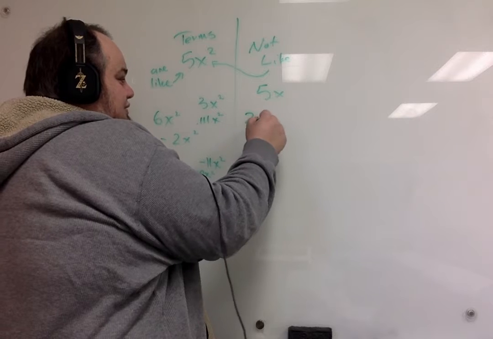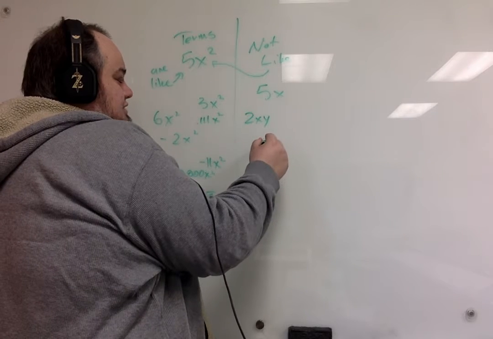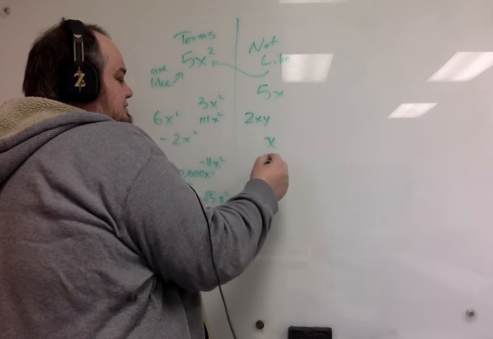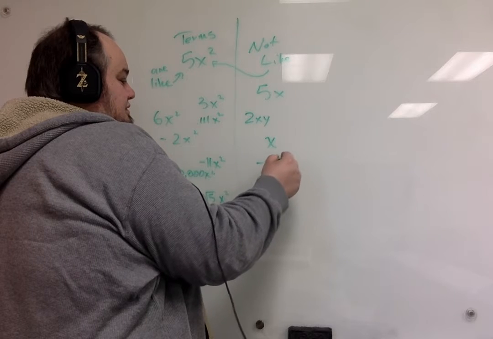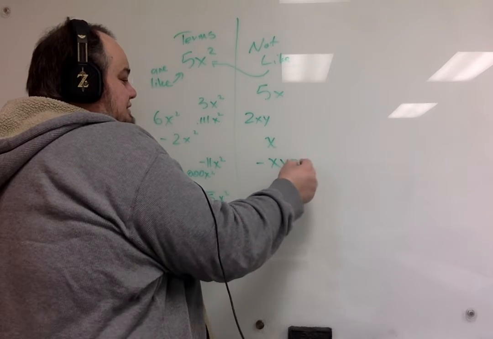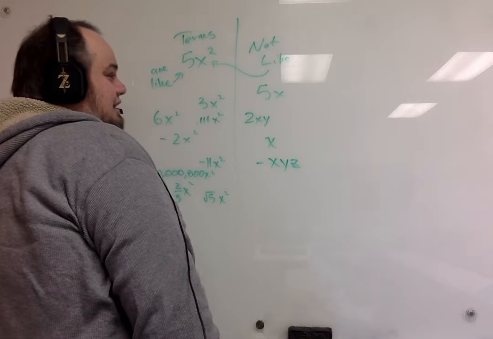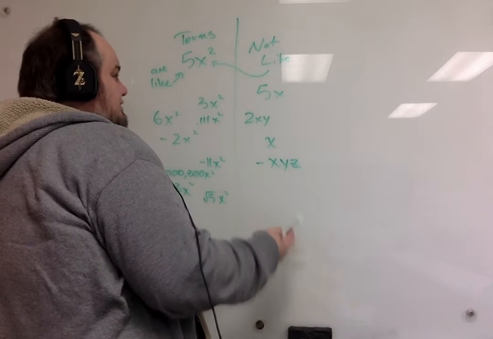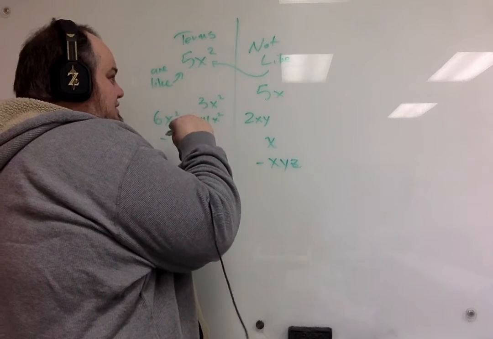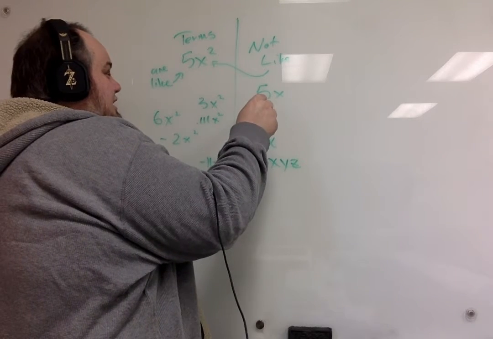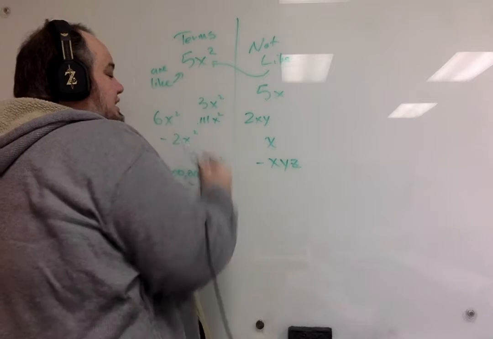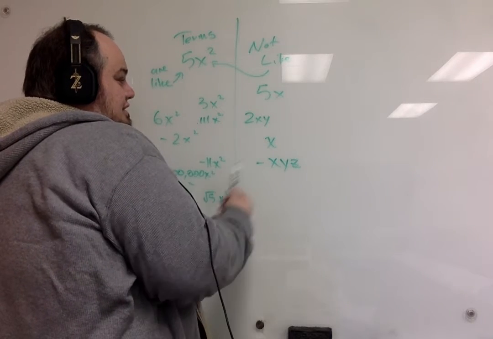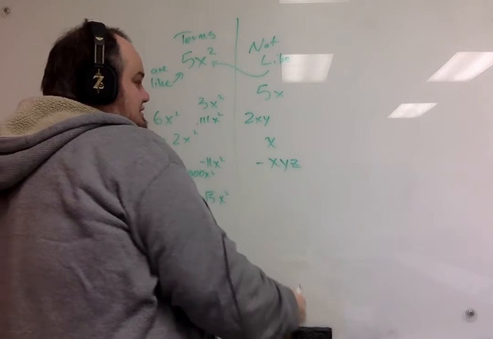Let's say we have 2xy, just x, negative xyz. So you can see the ones that are not like are ones that don't have x squared. So like terms all have x squared in them. Terms that are unlike 5x squared are things that don't have an x squared. It's that simple.